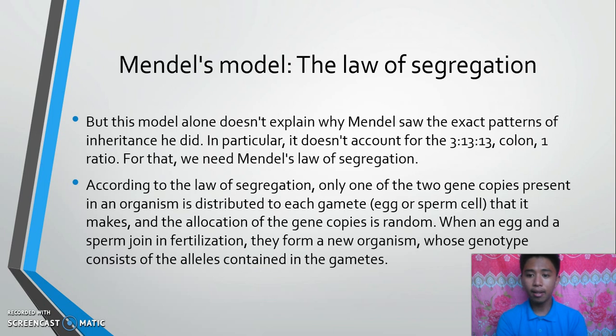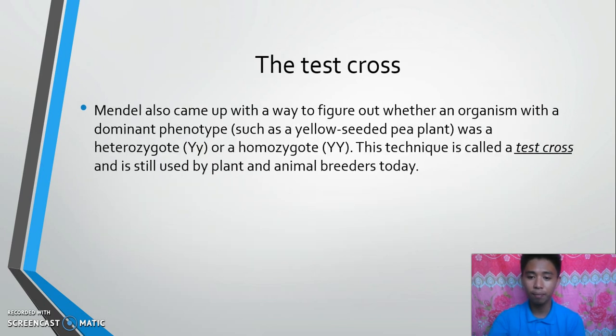When an egg and a sperm join in fertilization, they form a new organism whose genotype consists of the alleles contained in the gametes. The test cross. Mendel also came up with a way to figure out whether an organism with a dominant phenotype, such as a yellow seed pea plant, was a heterozygote Yy or a homozygote YY. This technique is called a test cross, and it is still used by plant and animal breeders today.